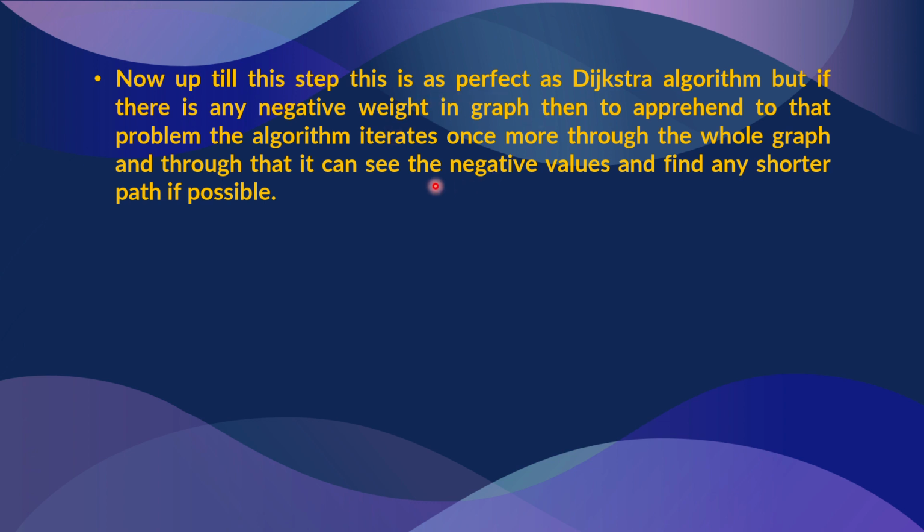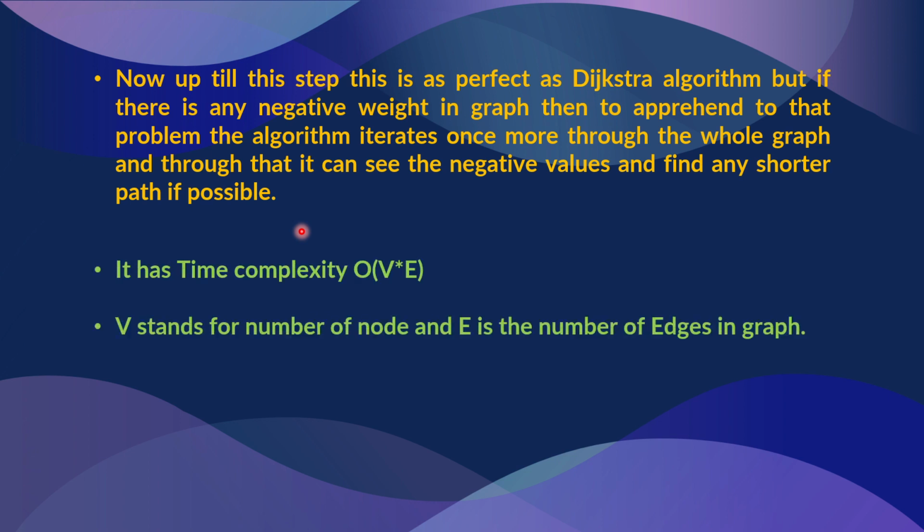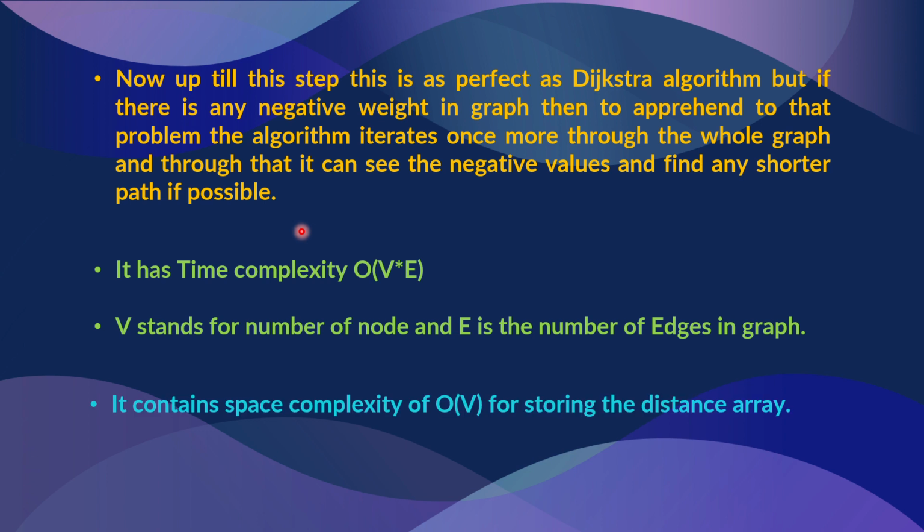Up to this point, this is as perfect as the algorithm gets. But what if there is a negative weight included in the graph? So the Bellman-Ford algorithm uses one more method, which is to traverse the whole graph and iterate once more to see if there are any negative weights in the graph, and if there are, use them to find a shorter path if possible. This algorithm has a time complexity of big O of V times E, where V stands for the number of nodes and E is the number of edges in the graph, and it has a space complexity of big O of V for storing the distance array.